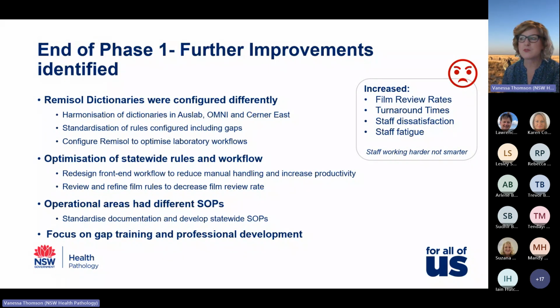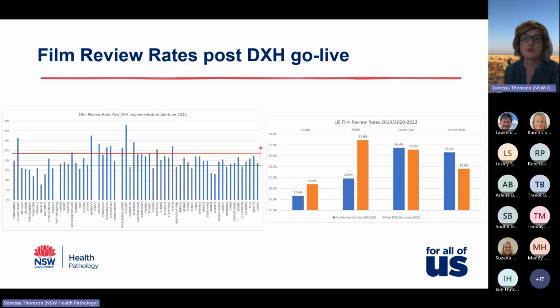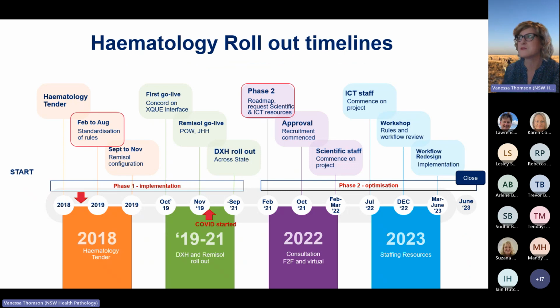Some of the operational areas also had different SOPs, and so there was also a thought that there was a need for gap training and professional development. And I guess in a nutshell, we felt that the staff were working harder and not smarter. And so that's really why we wanted to start the haematology optimization phase 2. What we also found is that the film review rates had gone up instead of down. So another great reason to go back and optimize the workflows and processes.